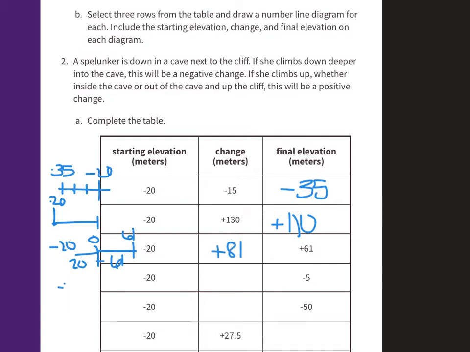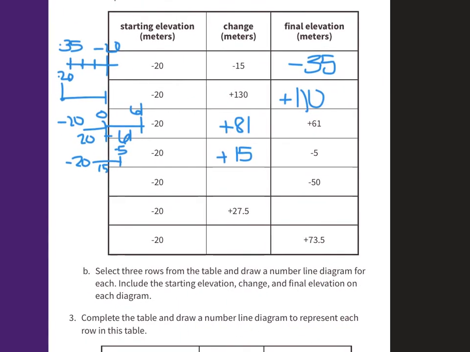Okay? From negative 20 up to negative 5, that's 15 units. So we're adding 15, okay? From negative 20 to negative 50, so now we're going left, so we're going to add a negative, or we're subtracting. So we have negative 20, and we end up at negative 50. Well, there's 30 units there, so we're subtracting 30. Okay, negative 20 plus 27.5. Well, I know from negative 20 up to 0, that's 20 units, so that means I have 7.5 left, so 0 plus 7.5 is 7.5.